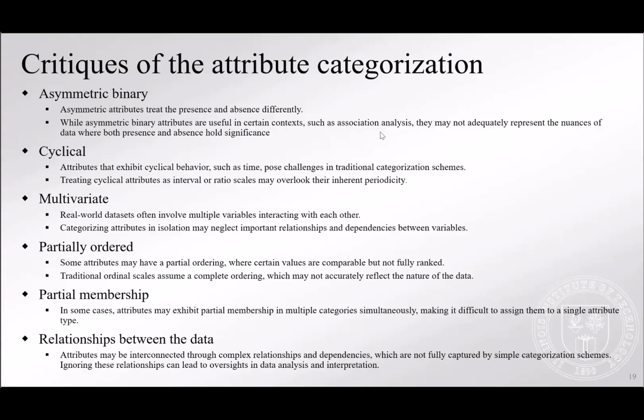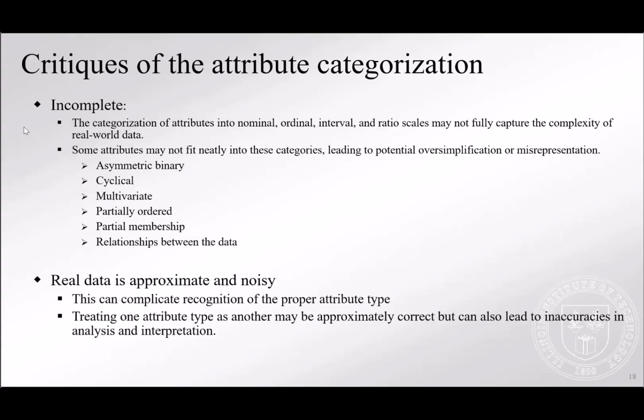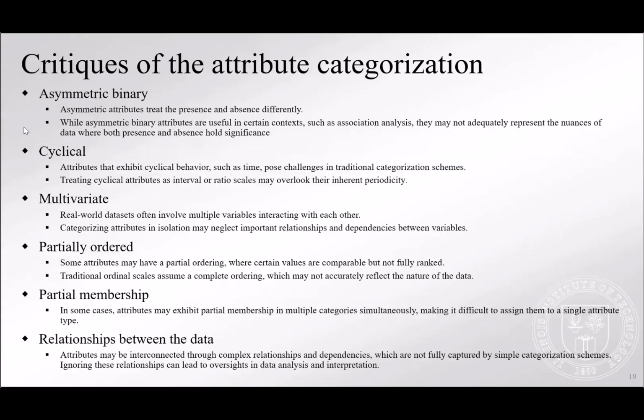It's important to acknowledge that this framework has limitations, right? Let's explore some critiques. First, the traditional categorization is incomplete. Real-world data includes many situations that don't fit neatly into these categories. Asymmetric binary attributes we already discussed. They require special treatment.